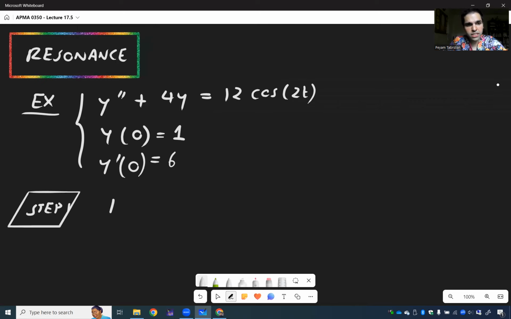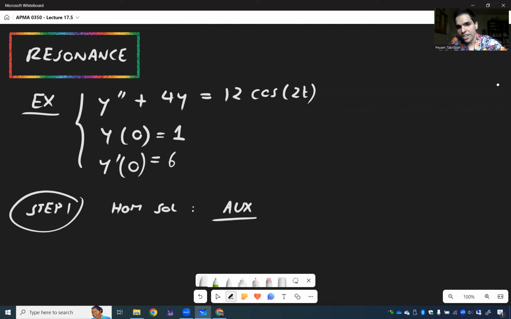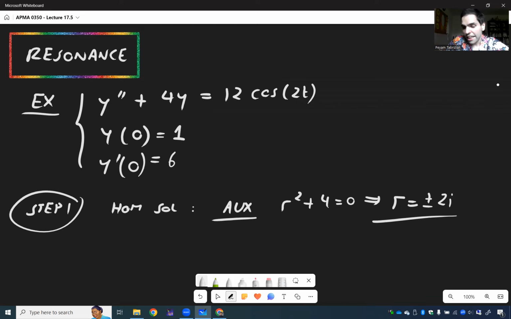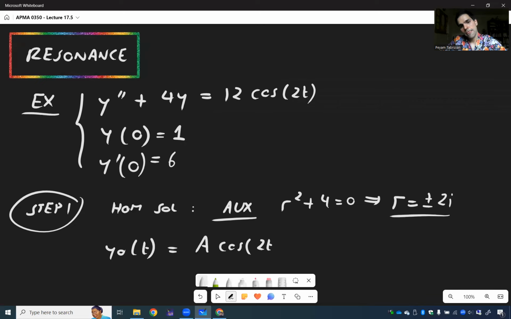So we have the homogeneous solution, or what's called the steady state solution. So the auxiliary equation here is r squared plus 4 equals 0. So r is plus minus 2i. And therefore, not quite done, our homogeneous solution, or what's called the steady state solution, is a cosine of 2t plus b sine of 2t.